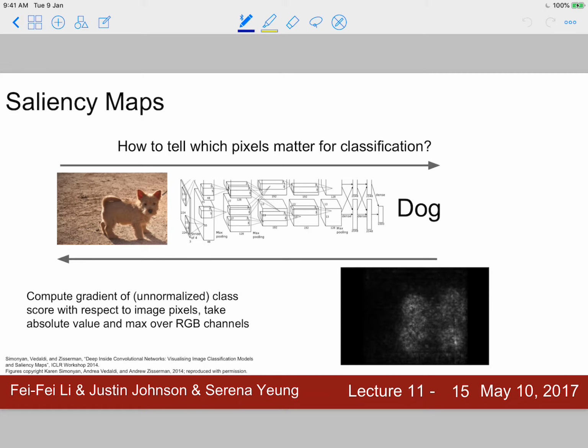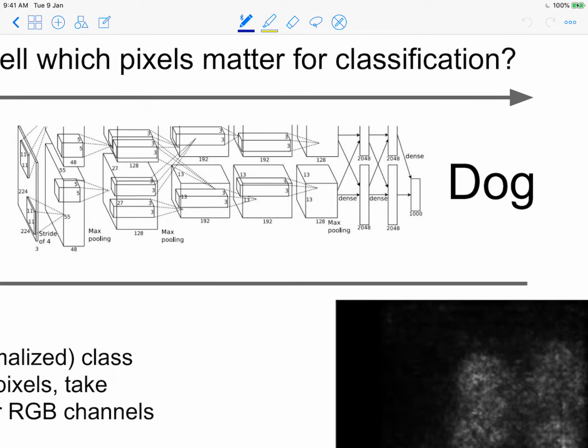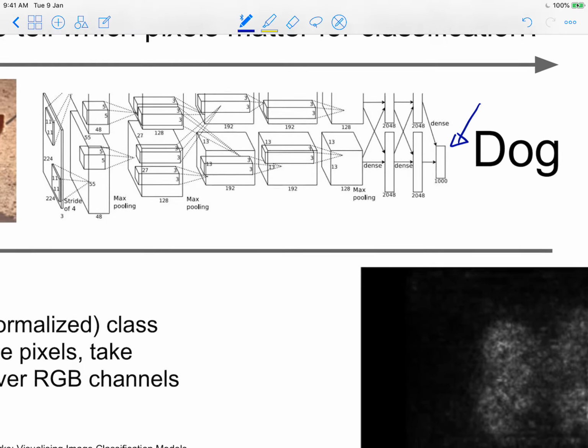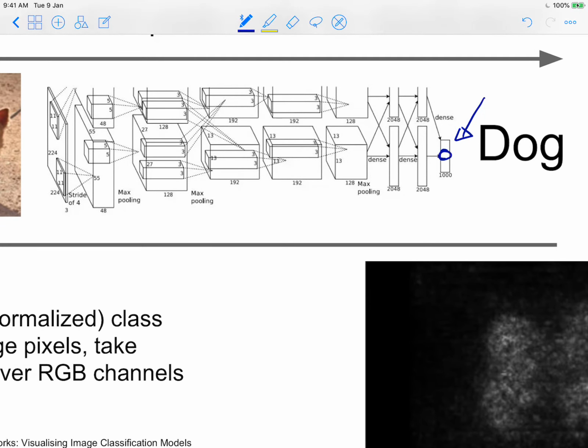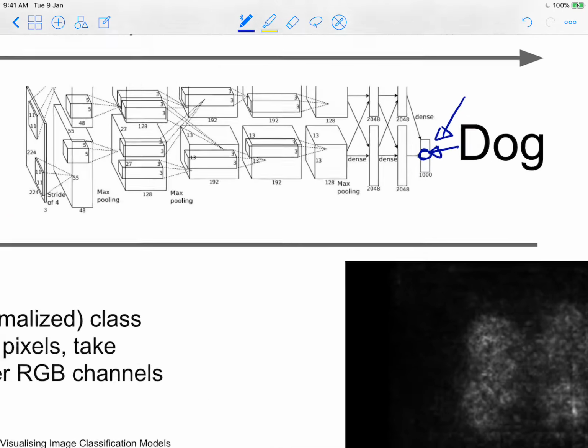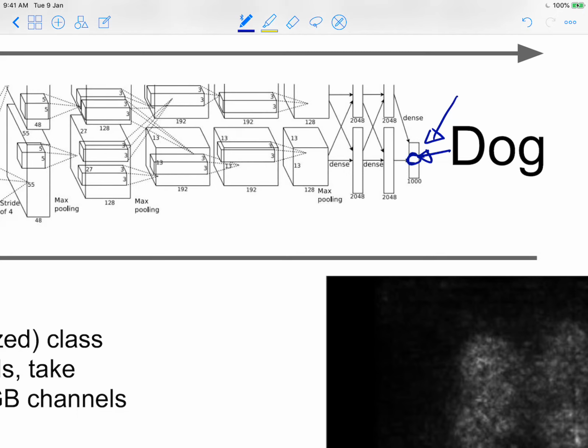And this saliency map, the main idea is just to pick up one single node at a particular layer, whether it is at the last layer corresponding to a particular class, a dog for example. But also we can choose any internal node, maybe the third node in this fully connected layer.